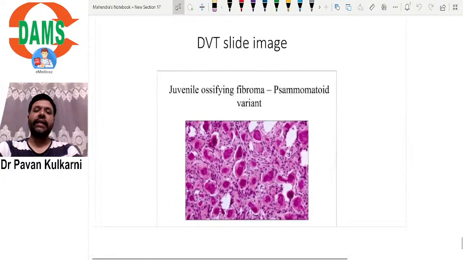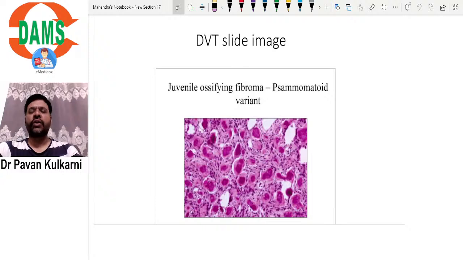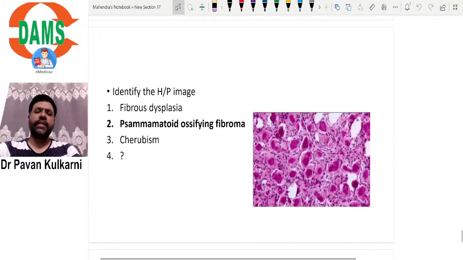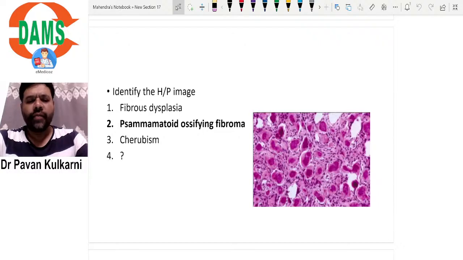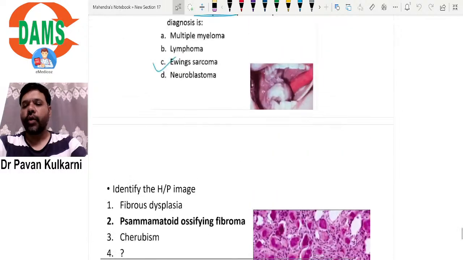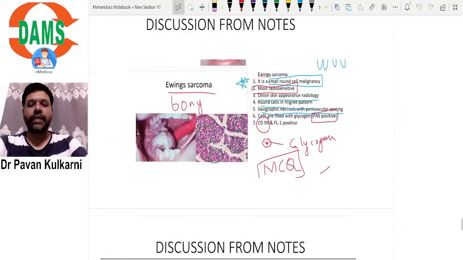This is also discussed in our DVT section. This is a DVT slide image, a juvenile ossifying fibroma, psammomatoid type. This is almost a similar image. These are nothing but the types of ossifying fibroma, basically two types. So here we got some two or three image based questions: one on candidiasis, one on the OPG, and one on psammomatoid ossifying fibroma.